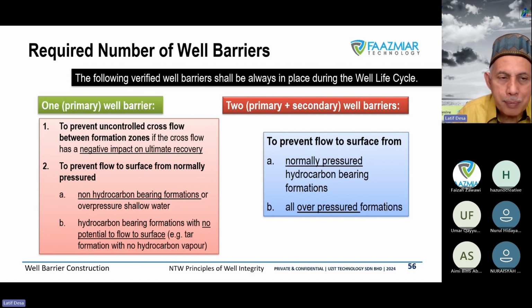Like I mentioned to you, required numbers of barriers. Now we talk about two barriers. The one barrier is only for a very special case where you have hydrocarbon which is not flowing, like a tar. Then you can put it there because it's not flowing hydrocarbon. But the rest of the hydrocarbon is actually mobile, and then you need two barriers to be able to sustain or contain the movement or the flow of those hydrocarbons.